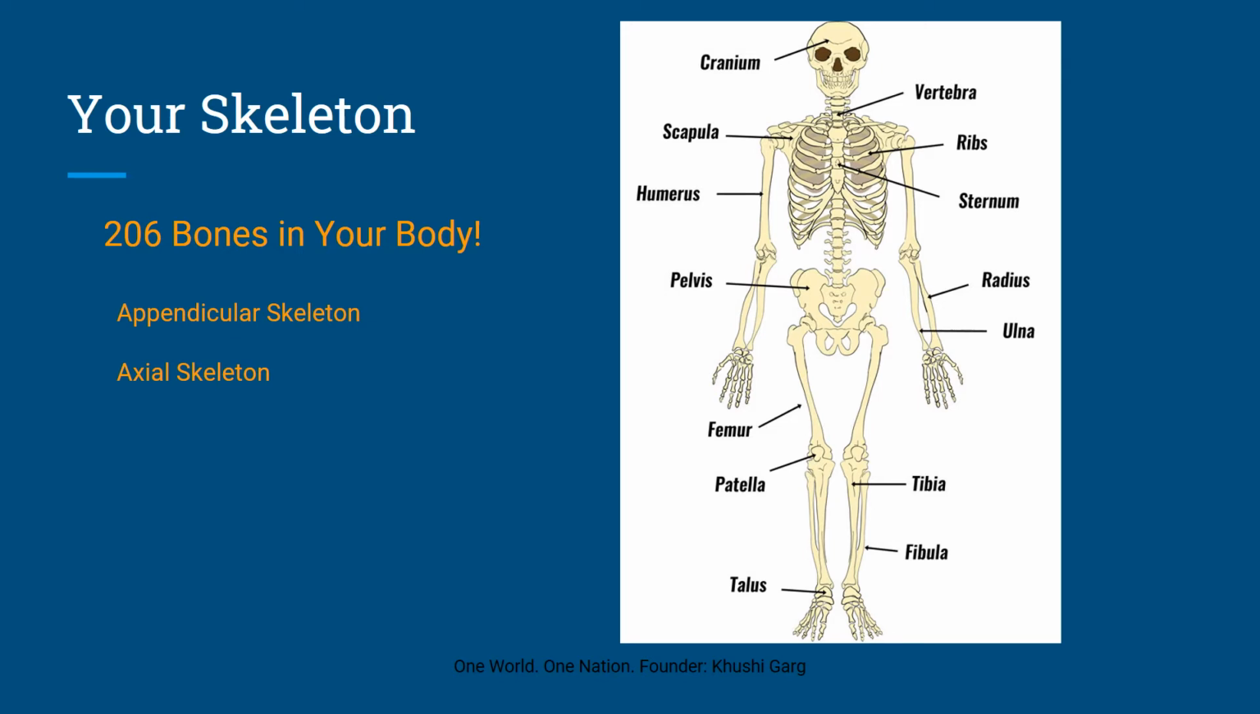Now the skeletal system is broken down into two major parts, the appendicular skeleton and the axial skeleton. The appendicular skeleton is like the limbs, such as your arms and legs, and the axial skeleton is all the things besides your arms and legs, and just think of it as everything in the middle of your body, like your skull, your ribs, your pelvis, and your vertebral column.